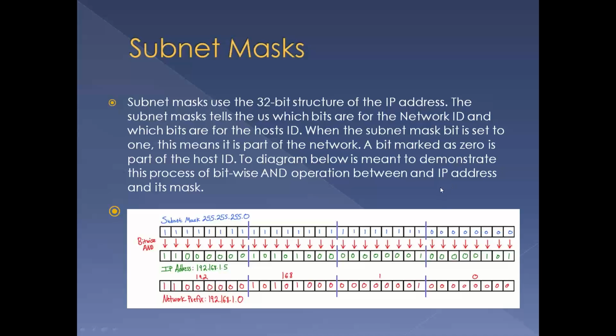Here's the subnet mask. Here's what I was trying to convey. Subnet masks use the 32-bit structure of the IP address. The subnet mask tells us which bits are for the network ID and which bits are for the host ID. When the subnet mask bit is set to 1, it's part of the network. A bit marked as 0 is part of the host ID. The diagram below is meant to demonstrate this process in a bitwise AND operation between the IP address and its mask.